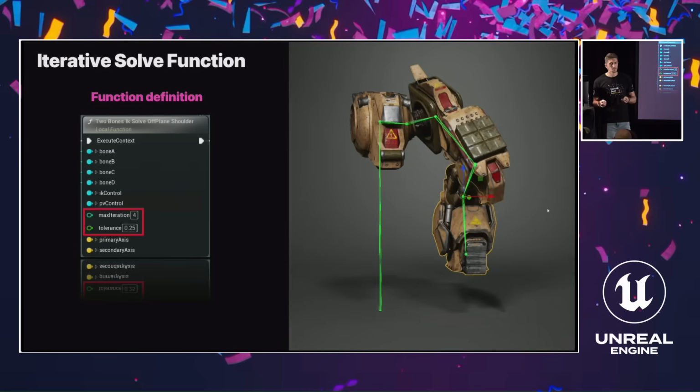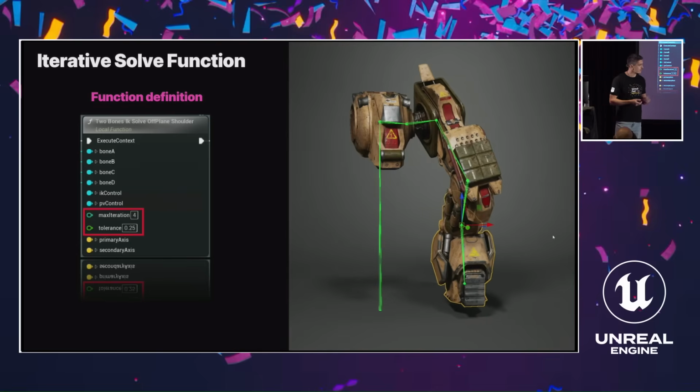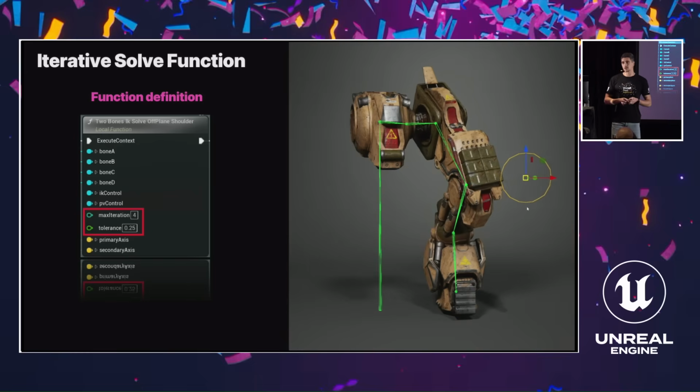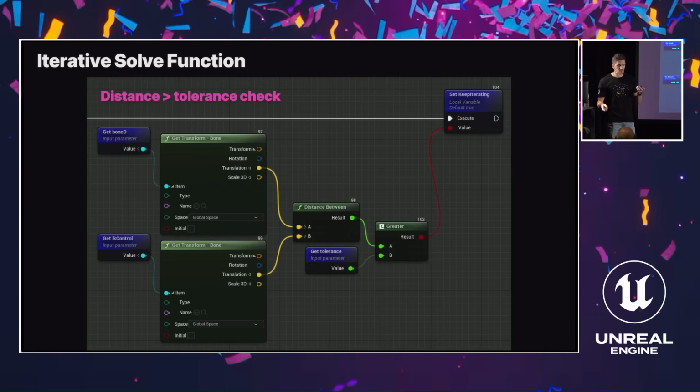In Control Rig, we're able to create a function that would potentially take a maximum number of iterations and a tolerance. Pretty straightforward there. What we're going to do is, at the end of every solve, at the end of every one of our 3 steps, we're going to check the distance between our ankle, which is our result, and our IK goal. If the distance is within the tolerance, we don't need to iterate anymore. We already reached our goal, or we're close enough. But if we are not within the tolerance, we need to keep iterating.